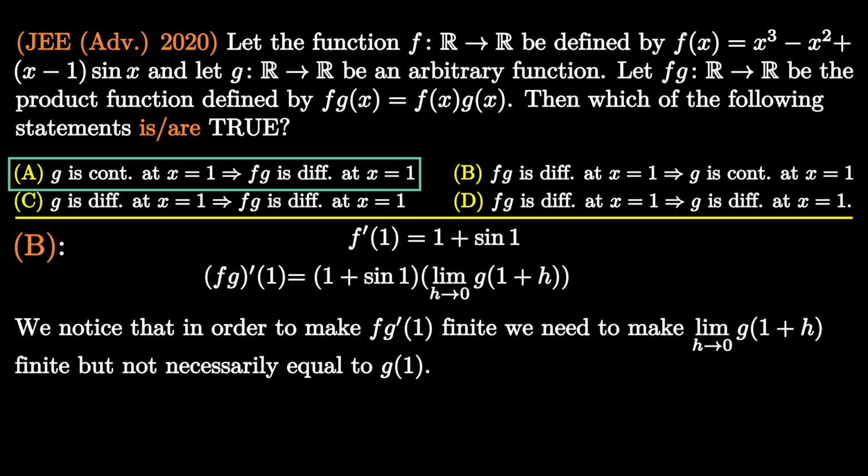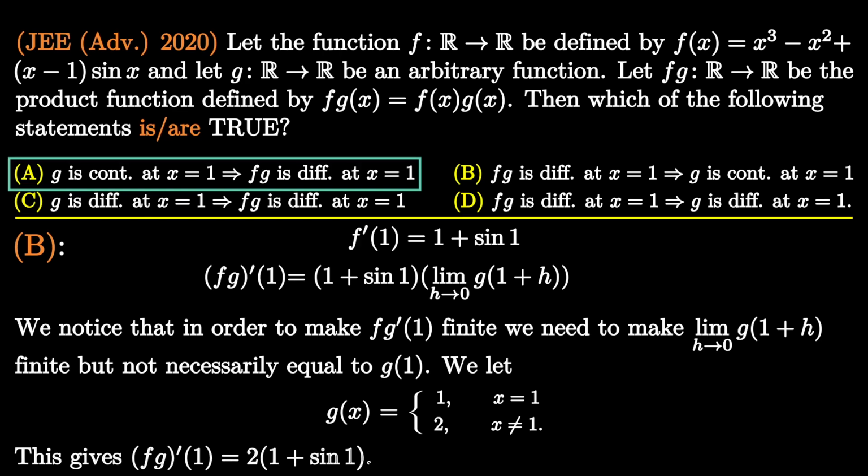Once we understand what we are looking for, and more importantly, why we are looking for it, then it is not very difficult to hunt for it. Let's consider a function g(x) which is defined piecewise. g(x) is 1 for x is equal to 1, otherwise it is equal to 2. It is clear that g is discontinuous at x is equal to 1. But notice that f(x) into g(x) is differentiable at x is equal to 1. This shows option B false.